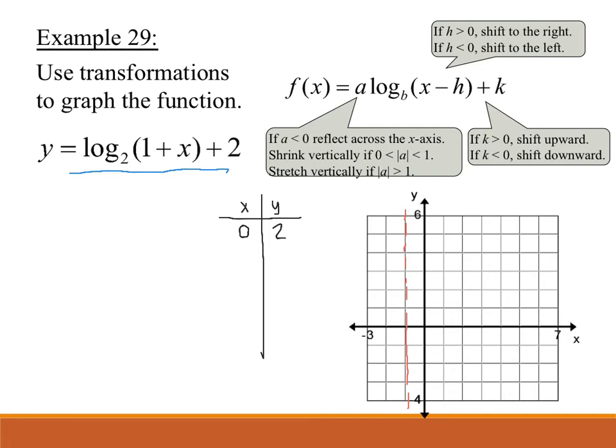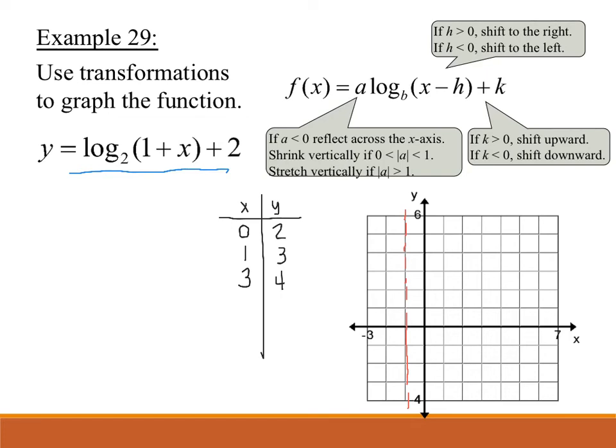When we let x is equal to 1, we end up with 3, because log 2 of 1 plus 1 is just 1, plus 2 is 3. And then when we have 3, we have 4. So we're going to just plot these points. We know where the asymptote is, and we know the general form of the function.